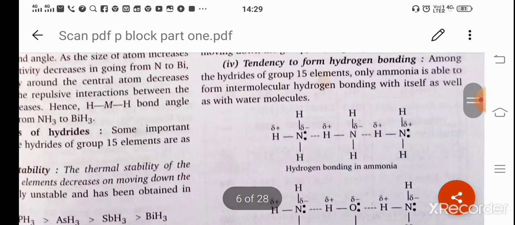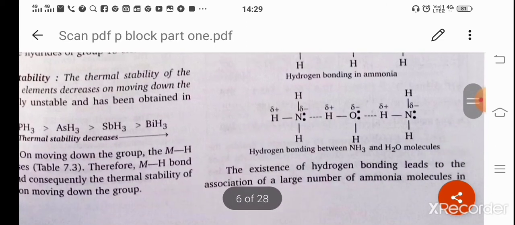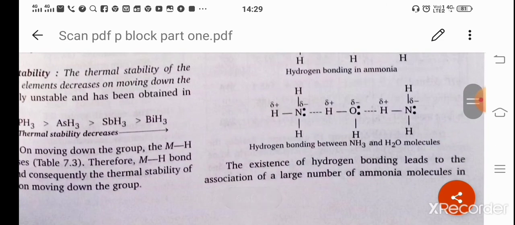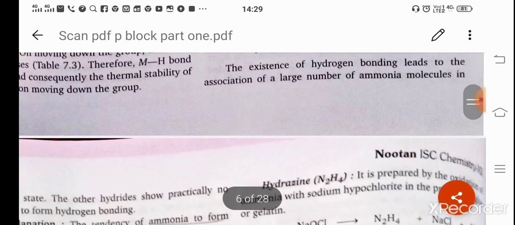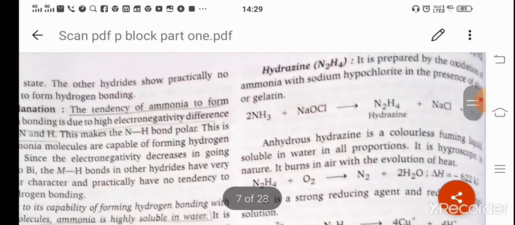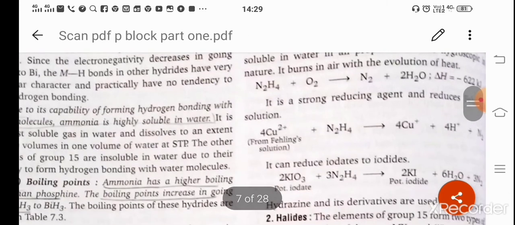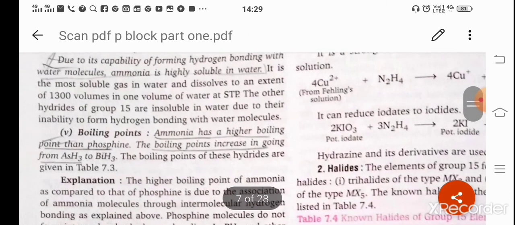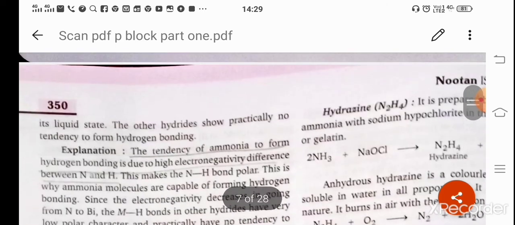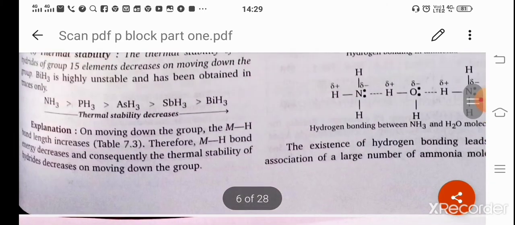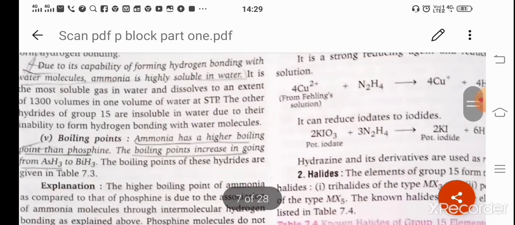The next is the tendency to form hydrogen bonding. Only ammonia can form hydrogen bonding because of the high electronegativity of nitrogen, so it can form hydrogen bonds with itself and with water molecules. Then coming to the catenation property, nitrogen also has the ability to form a bond with itself, but this catenation property is more in phosphorus because of the highly stable phosphorus bond.